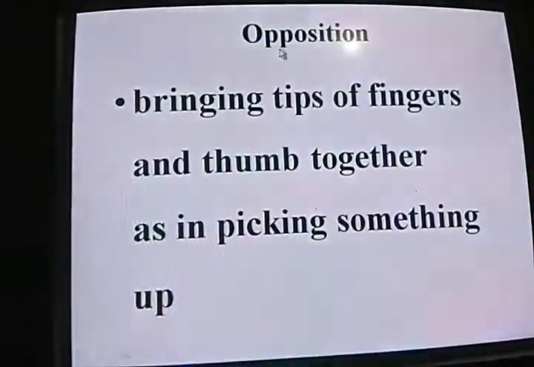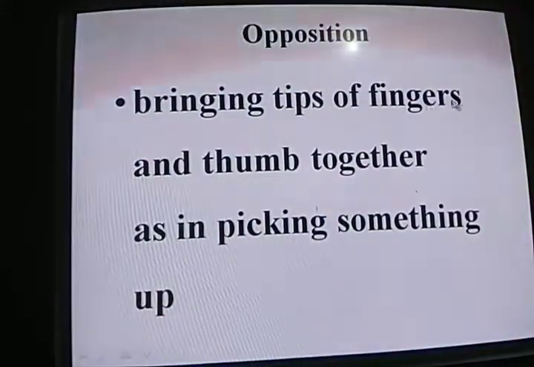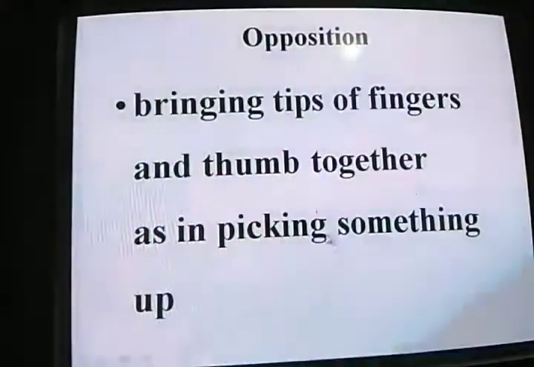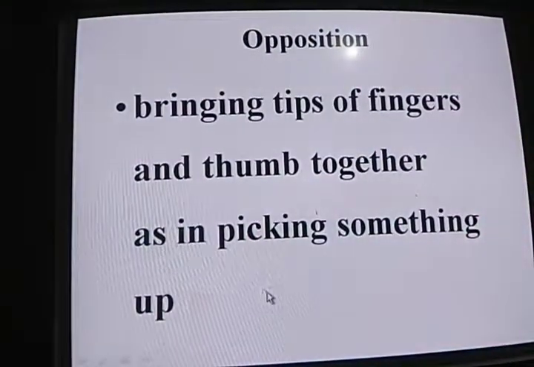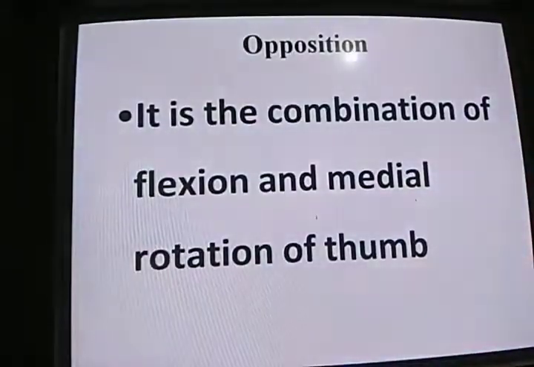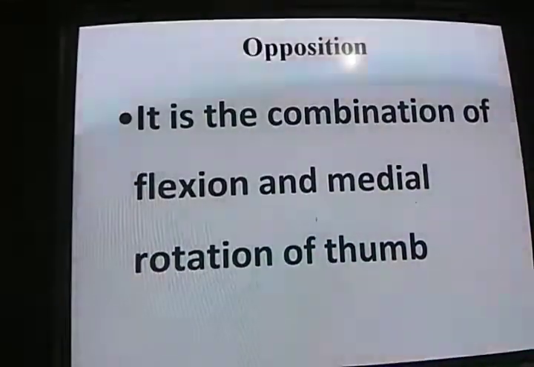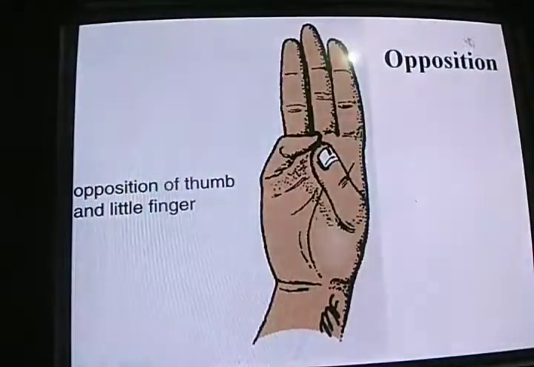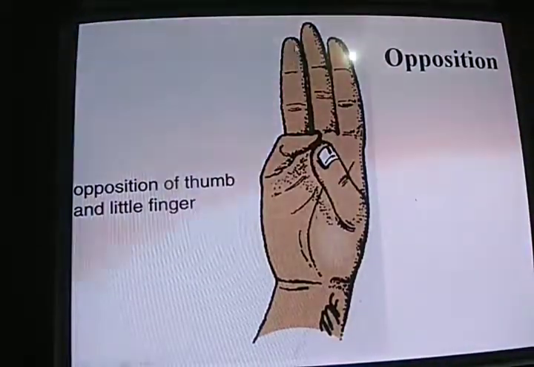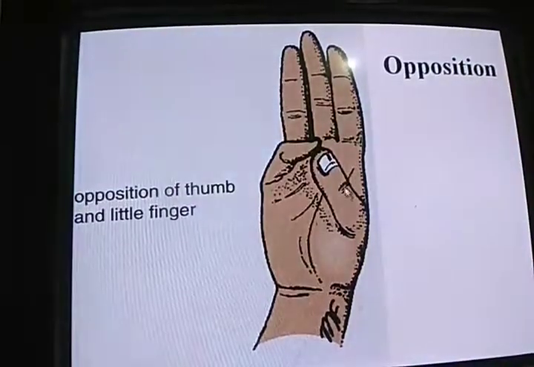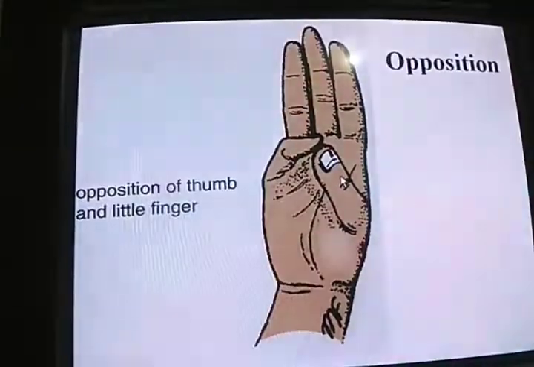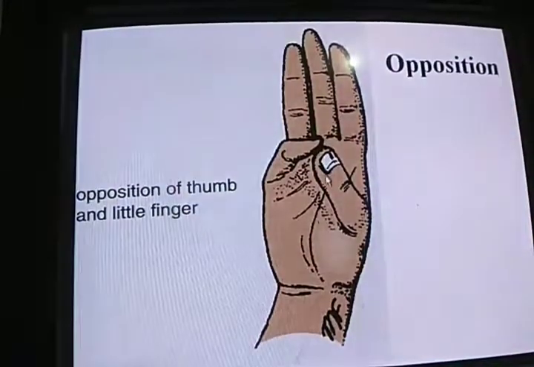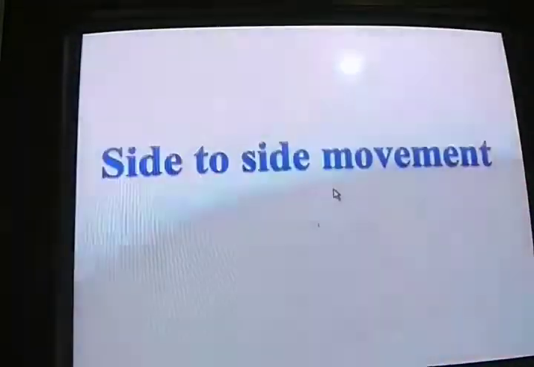Opposition. Opposition is bringing the tips of the fingers and thumb together, as in picking something up. This is the counting movement. It is the combination of flexion and medial rotation of the thumb. Opposition is like this. This is the counting movement. This is the combination of medial rotation of the thumb and flexion of the thumb.